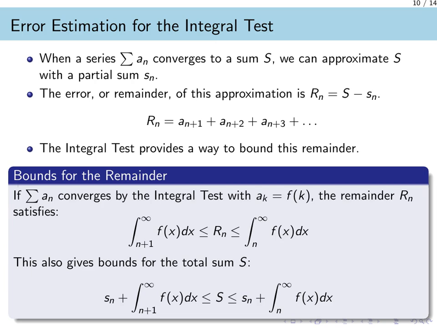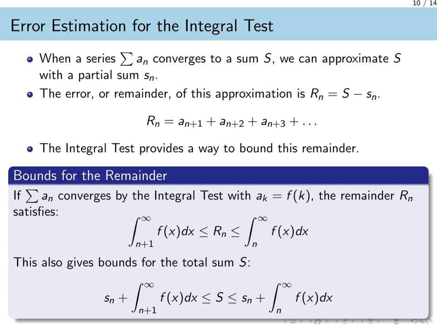The integral test is powerful because it not only confirms convergence, but also lets us estimate the error when we approximate an infinite series with a finite partial sum. When we use a partial sum, s sub n, to estimate the total sum, s, the part we are leaving out is called the remainder, r sub n. This remainder is the sum of all the terms from a sub n plus 1 onward. We can trap the value of this remainder between two integrals using the same function, f of x, from the test itself.